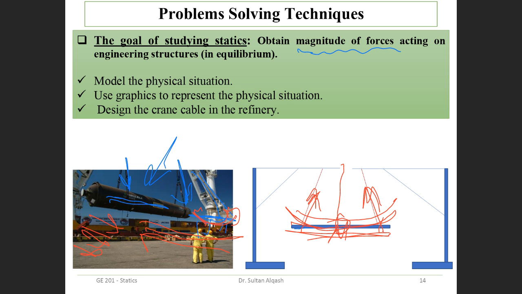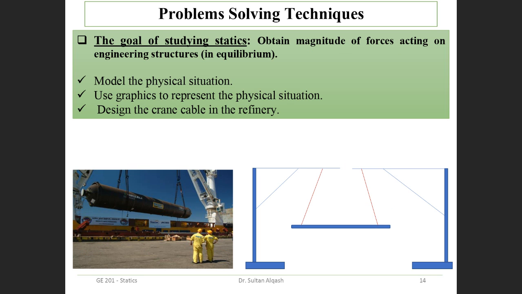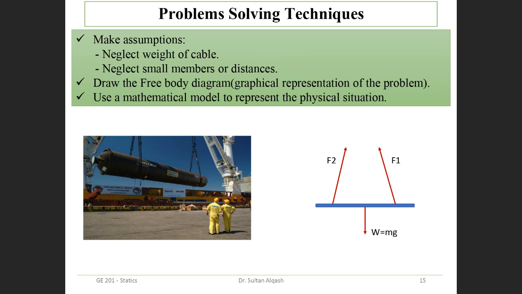Okay? Clear? This is called analysis. This is the engineering sense of design, the sense of thinking from different perspectives and following the procedure. I hope that I'm crystal clear. So model the physical situation, then use graphics to represent the physical situation, and then design the crane table. Then we go to do the free body diagram.